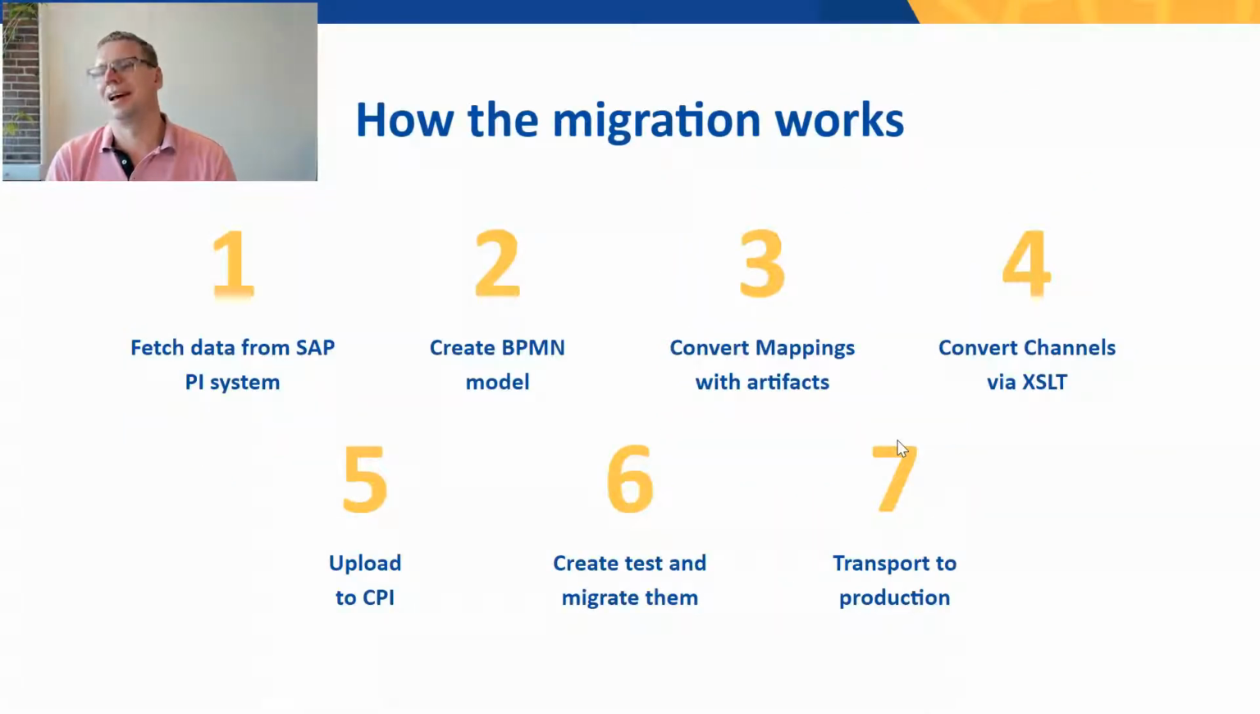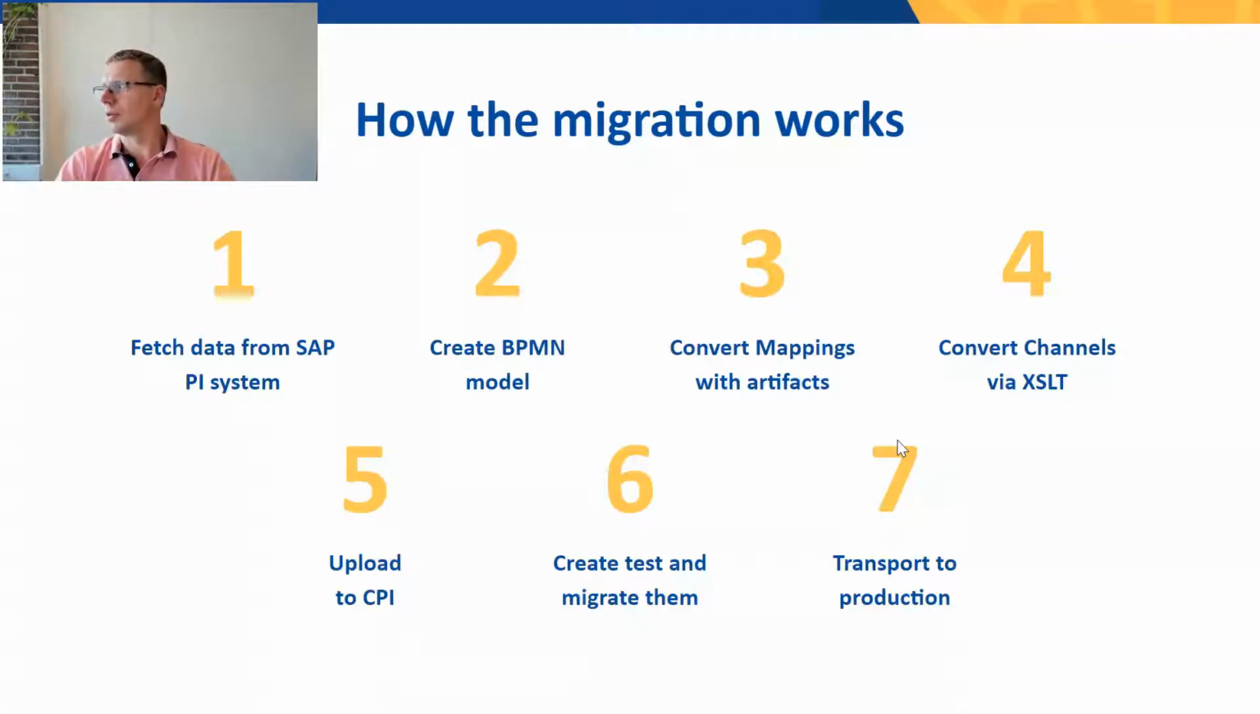And this is then a little more how it works. It has 7 steps. Seems easy, right? So we start off with taking all the data from your PI systems that's related to this integration. Then we create a BPMN model. We convert all the needed artifacts. So this is message mapping, user function libraries, all these things into the PI format, save it.